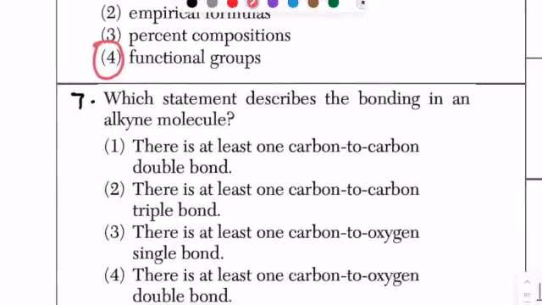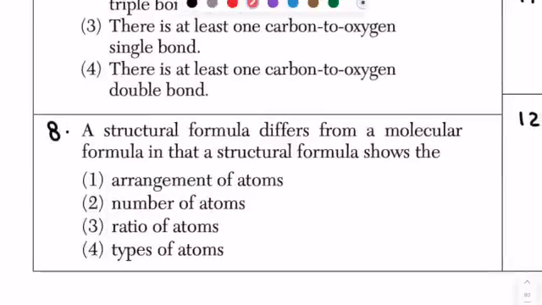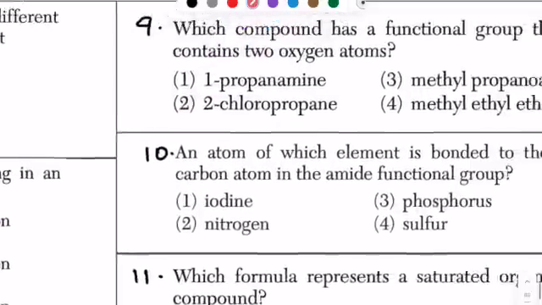What statement describes the bonding in an alkyne molecule? So alkyne means something that has a triple bond between carbon atoms. There's at least one carbon to carbon triple bond. A structural formula differs from a molecular formula in that a structural formula shows the arrangement of the atoms, not just the number of each atom.